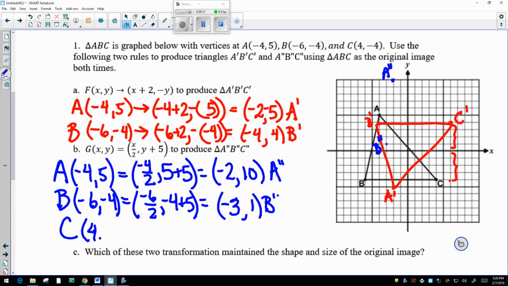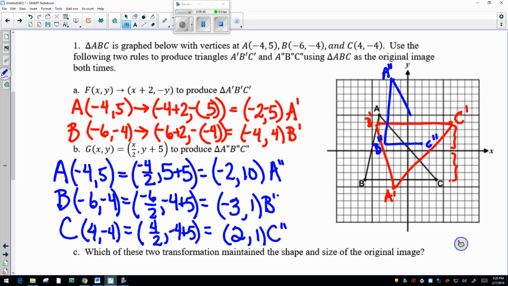So we'll start off with C at -4, 4, and again, we're going to do that same transformation. So I have 4 divided by 2. I'm going to take my y value of -4 and add on 5. So when we simplify, we're going to have 2, we're going to have +1, and now that's C double prime. So we're going to go over 2 to the right, up 1, there's C double prime. So here's my new image. So the black triangle was our pre-image. The red triangle and the blue triangle, those are our image.